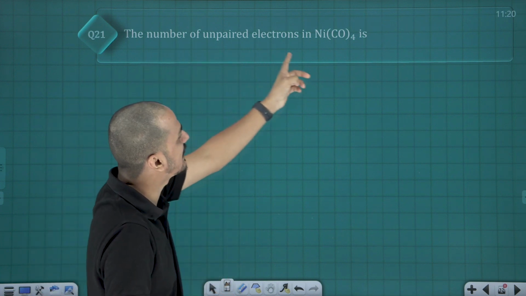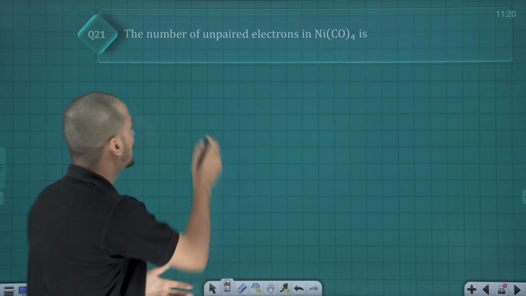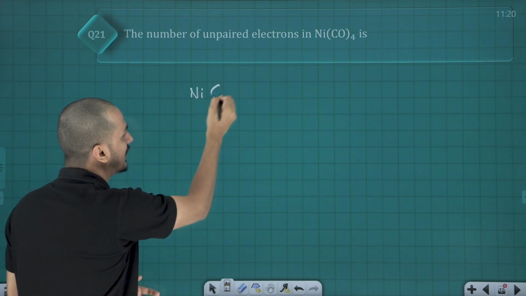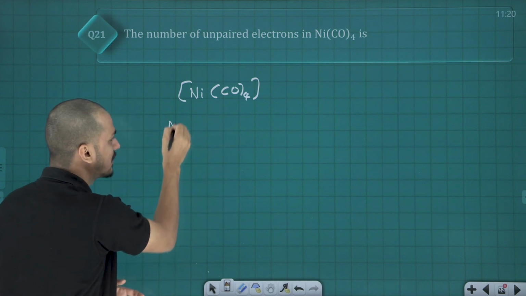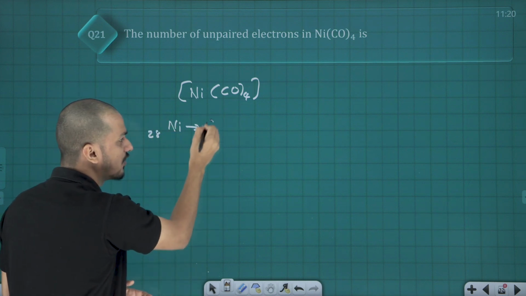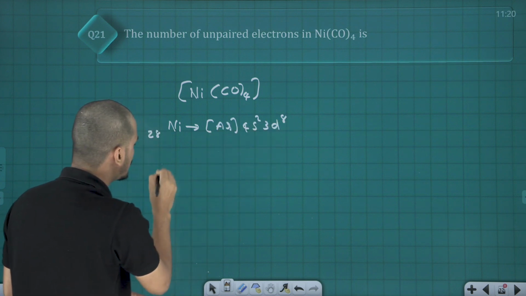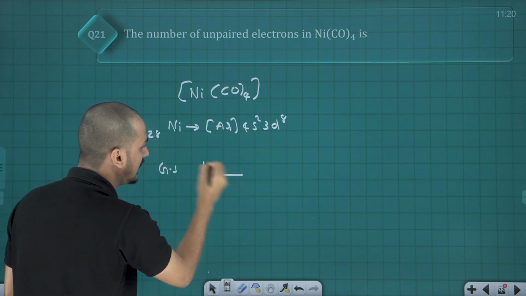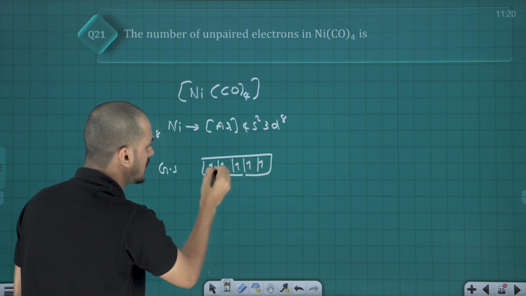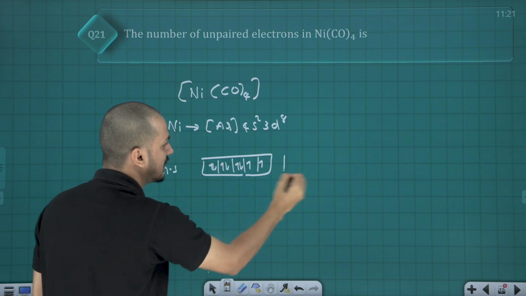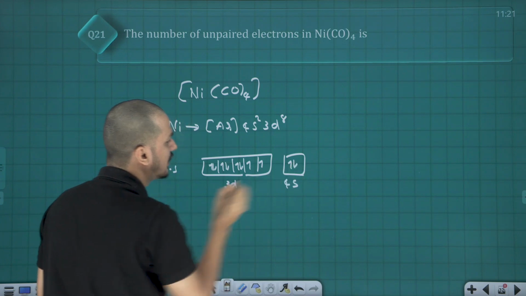So here is the first question. The number of unpaired electrons in Ni(CO)4, tetracarbonyl nickel. Here the central atom is nickel. Atomic number is 28. Electronic configuration: argon 4s2 3d8, in the ground state. 3d contains 8 electrons: 1, 2, 3, 4, 5, then 1, 2, 3 paired. And 4s contains 2 electrons.